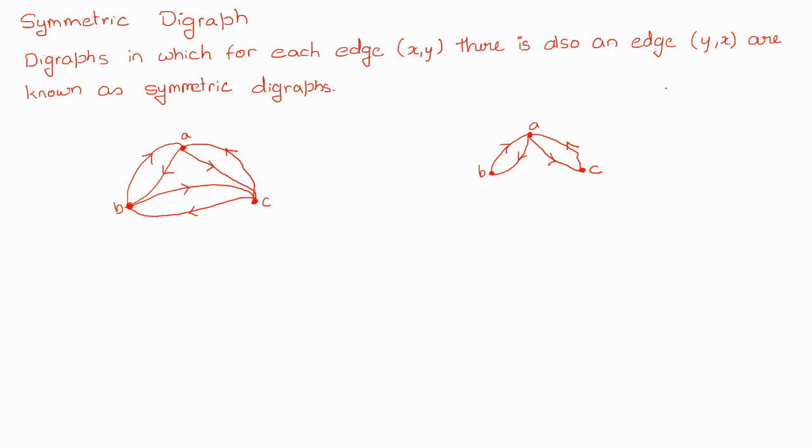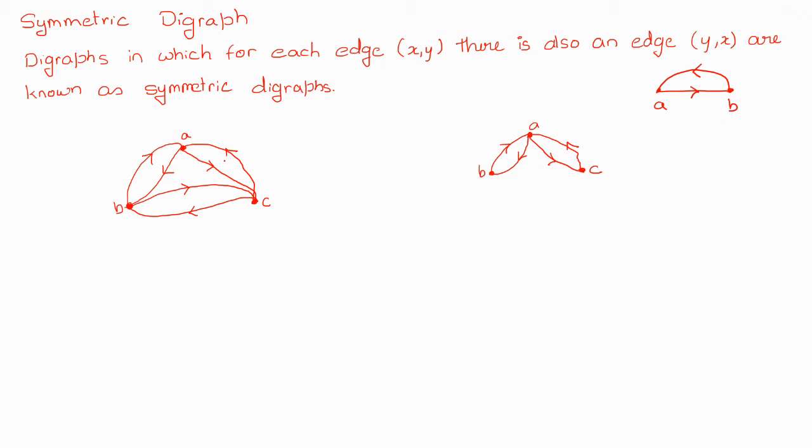That means if in any graph an edge is going from A to B, then there will also be an edge going from B to A. And this will be true for all the pairs of vertices in the graph.